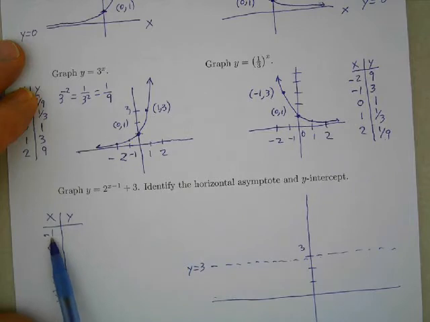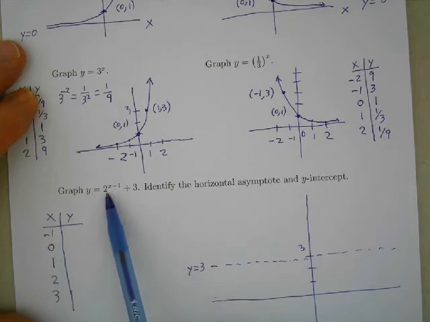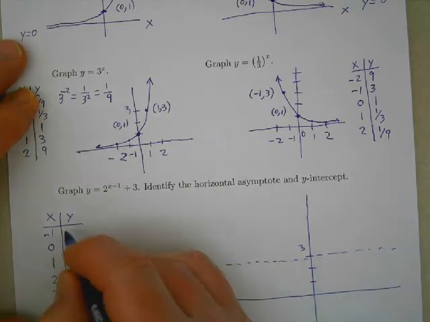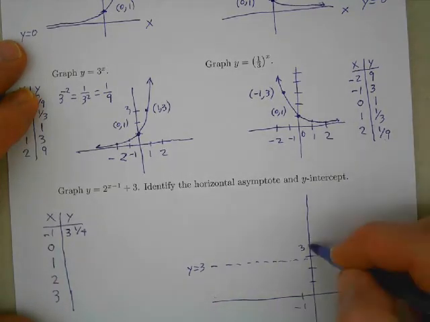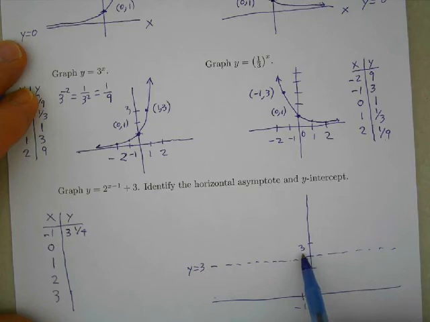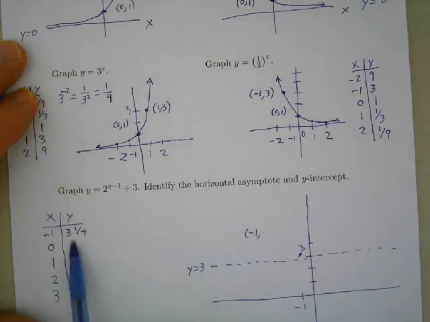Okay, so when x is -1, the y value is 2 to the -1 minus 1, or 2 to the -2, which is 1 over 2 to the second, which is 1/4, and 1/4 plus 3 is 3 1/4. So that's just above the horizontal asymptote, 3 1/4. The ordered pair -1, 3 1/4. I'll write it as an improper fraction.